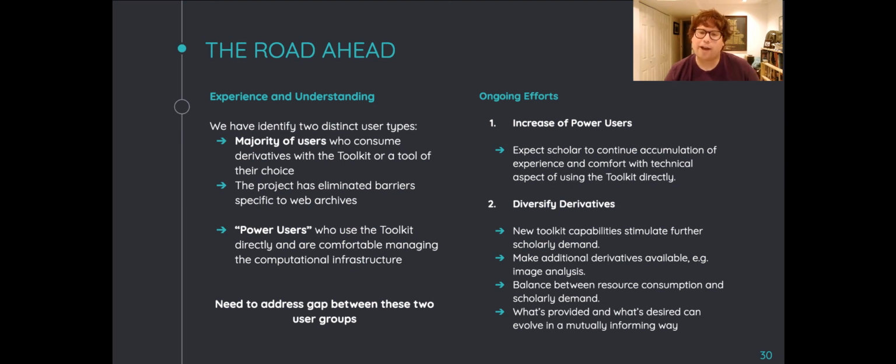So our ongoing efforts are to, A, provide training to increase the number of power users, empower our scholars to continue the accumulation of experience and comfort so they can use things like the toolkit directly, and then also diversify those derivatives. What extra derivatives can we make? What about a package of image files? What about a package of PDFs, PowerPoints, etc.? And trying to find the right balance between the resources that it takes to produce these derivatives and the scholarly demand for them.